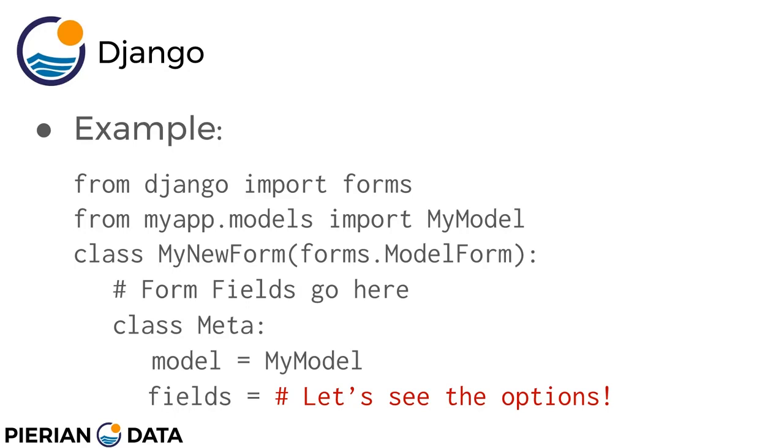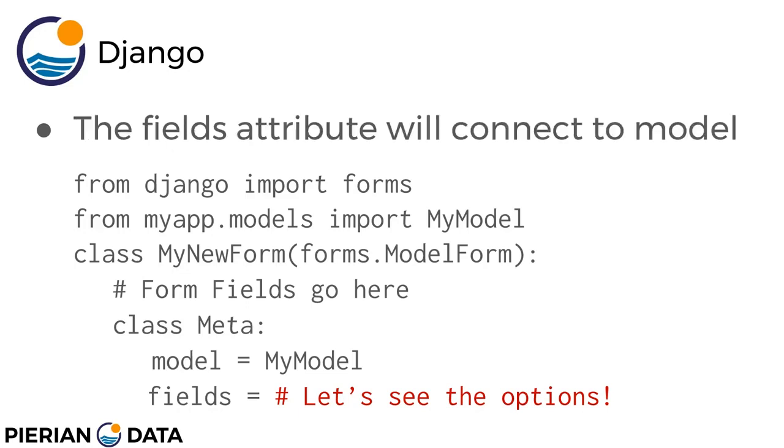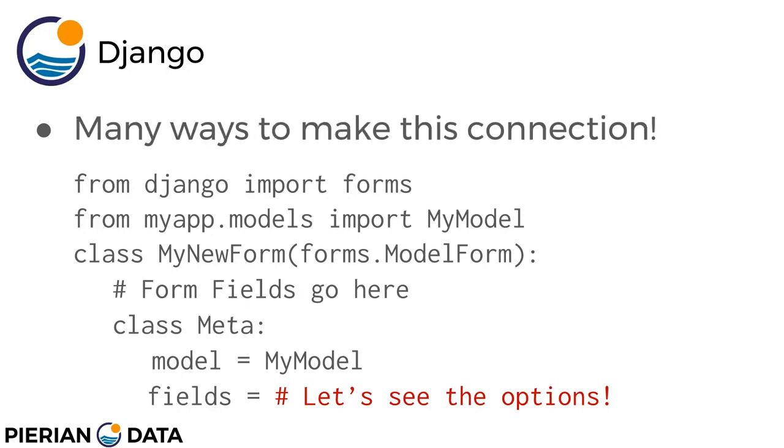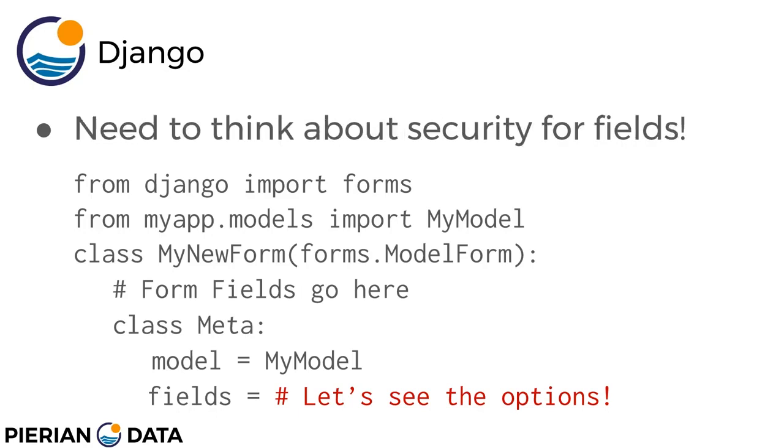Right below that, you have the form fields that we showed earlier in the course, and then we have the Meta class. That's the inline class, and this is what's really going to connect the model to the form fields. So again, the fields attribute inside of that inline Meta class is going to do a lot of the connection to the model. So right now I have it in red about certain options, but let's discuss a little bit more about that inline class. So there are many ways to make that connection on the fields attribute of that inline class Meta. But you first need to think about security for the fields.